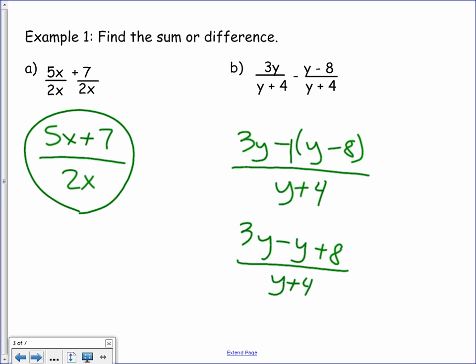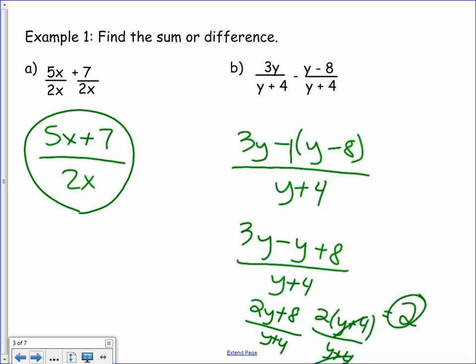And then we're going to combine like terms. So we have a 3y minus y. That's really 2y plus 8 over y plus 4. And now we can factor that out. So we can factor out a 2, so we have 2 times y plus 4 over y plus 4. Divide out the common factors of y plus 4, and we're left with 2. So we really did simplify that a great deal because all of that simplified down to 2.